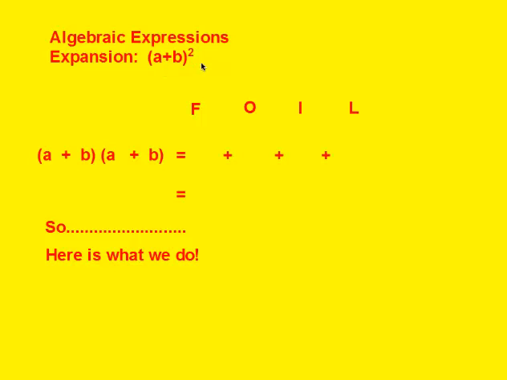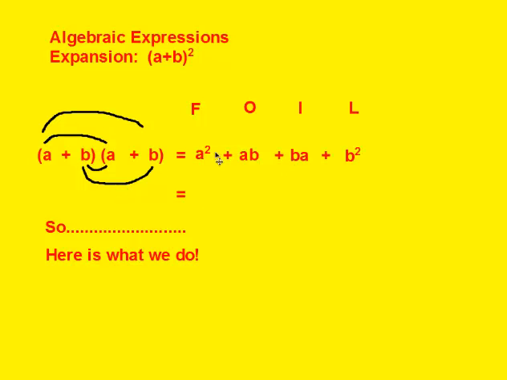A plus b squared is this. If we use FOIL, we'll see something happens. First times the first. A times a is a squared. Outers. A times positive b is positive ab. Inners. Positive b times a is positive ba. Last. Positive b times positive b is positive b squared.